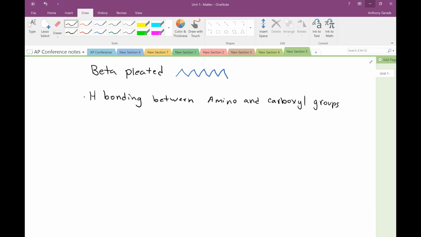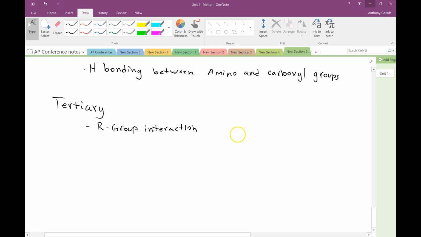Now we've got tertiary. In tertiary, we've got its unique 3D shape because of R group interaction. So what it's going to look like, all those R groups start interacting.